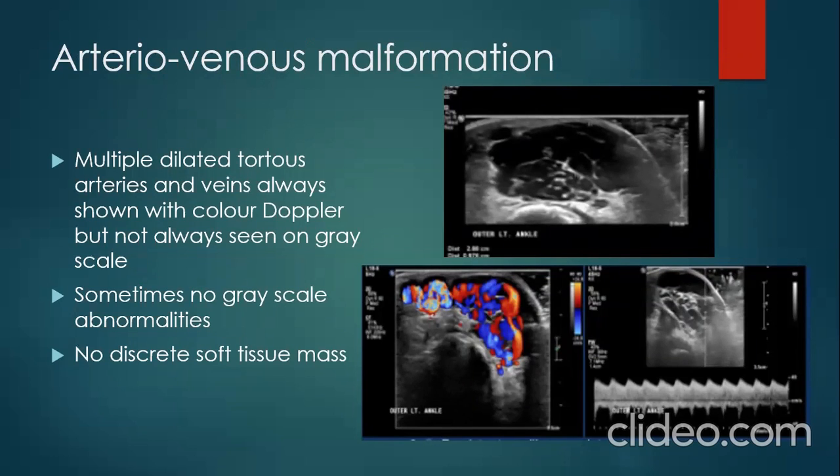You will notice that when we're dealing with AV malformations of deeper structures like uterus, the only clue that can make you diagnose it is when you turn on your color Doppler. But on grayscale, you might not even pick up an abnormality. And sometimes there won't be any discrete soft tissue mass. So your Doppler is your clue. So as seen in the images, on color Doppler, we're seeing the tortuous veins and arteries. And when we turn on our spectral, we get our spectral waveform of the artery and the vein as well.